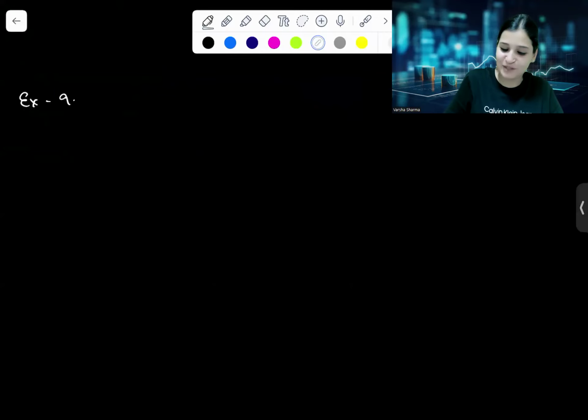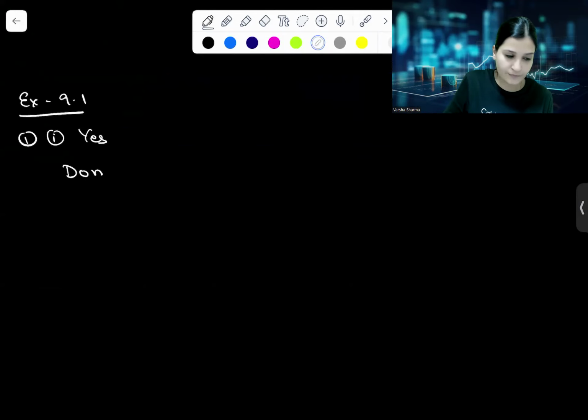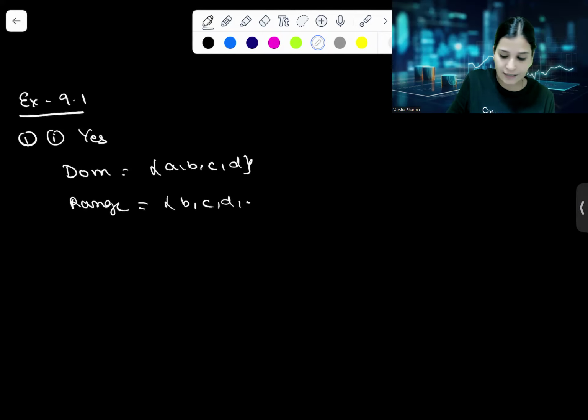Exercise 9.1. Number 1. Which of the following relations are functions? Give reason. If it is a function, determine the range and domain. Number 1. Is it a function? Yes, it is a function. None of them are paired to two different elements here. And what would be the domain? Domain is A, B, C, and D. And range is all the y coordinates: B, C, D, and E.